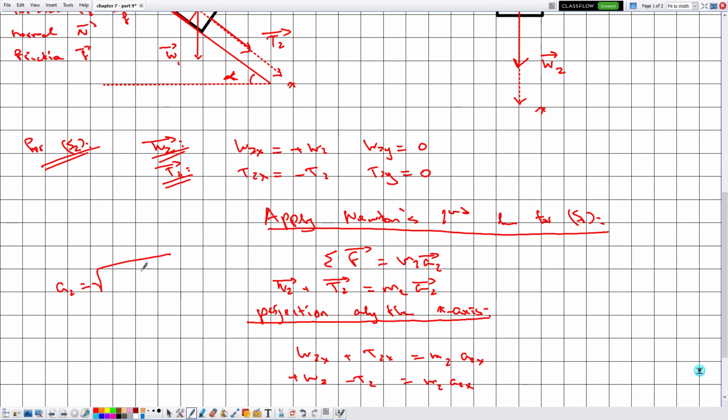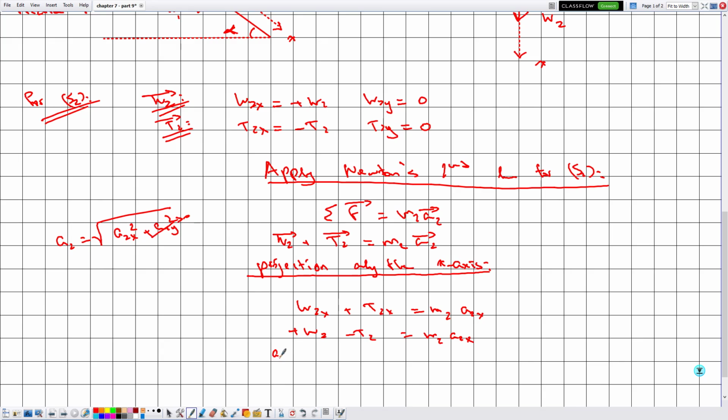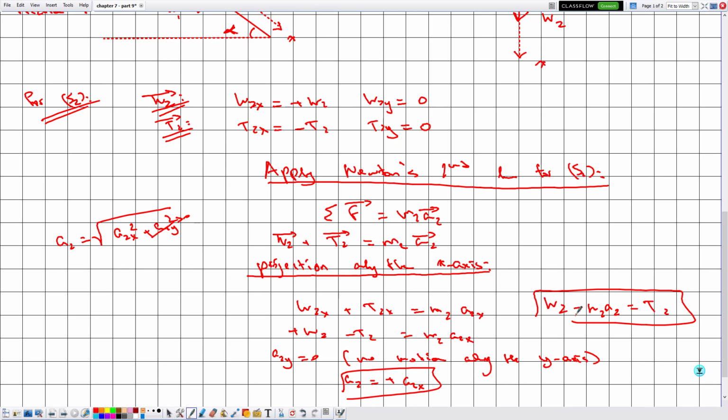a2 is equal to the square root of a2x squared plus a2y squared. So a2y is equal to 0, because there is no motion along the y-axis. So simply a2 is equal to plus a2x, plus because it is in the same positive direction of the x-axis. And in this case, w2 minus m2 a2 is equal to t2 if we rearrange the equations.